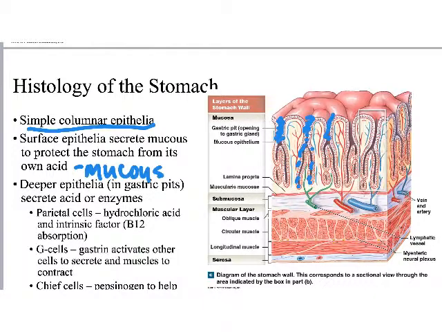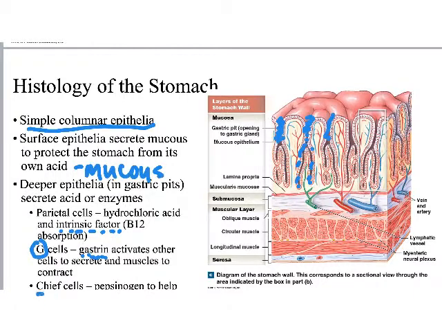There's a type of epithelial cell down in the pits that's called parietal cells, and these are the ones that are responsible for producing hydrochloric acid, the acid that helps us digest our food, the acid that makes our stomach acidic. It also secretes something called intrinsic factor, which is needed to absorb vitamin B12. There are something called G cells. G cells are easy to remember. They produce gastrin. And gastrin is kind of like a local hormone in the gastrointestinal system. And it's produced by G cells, so G for gastrin.